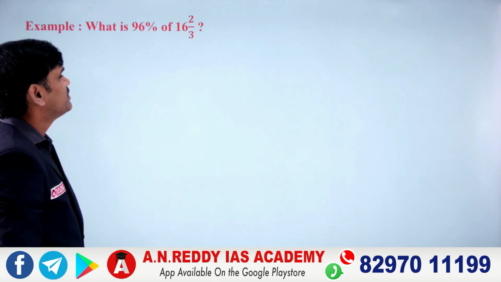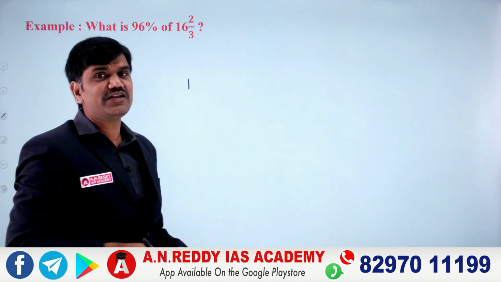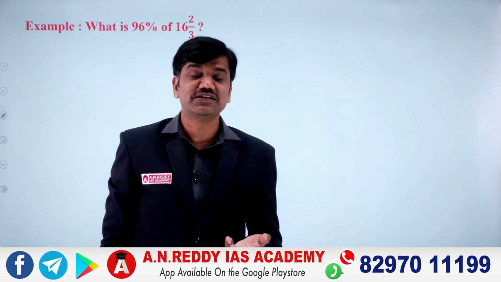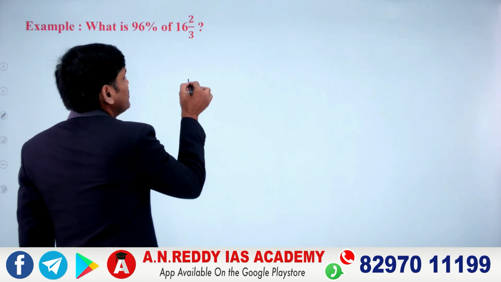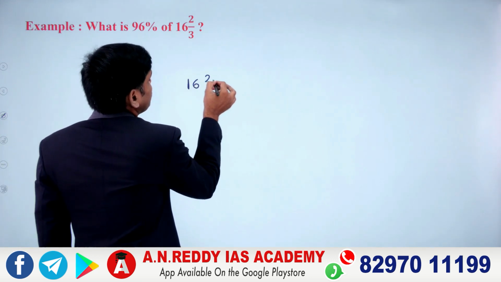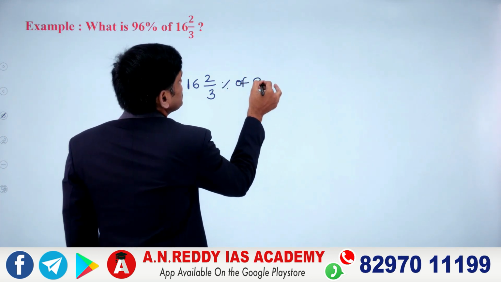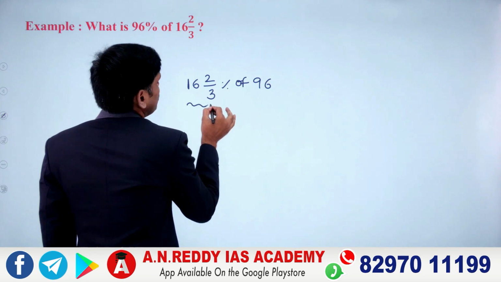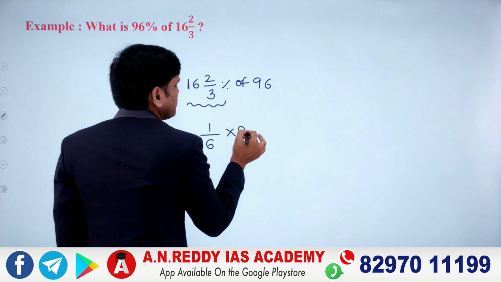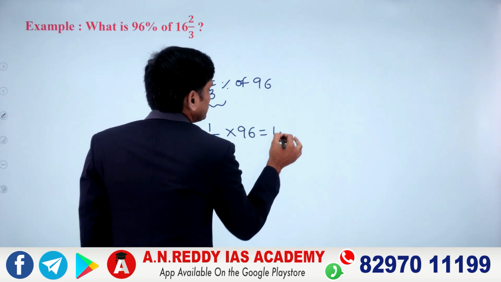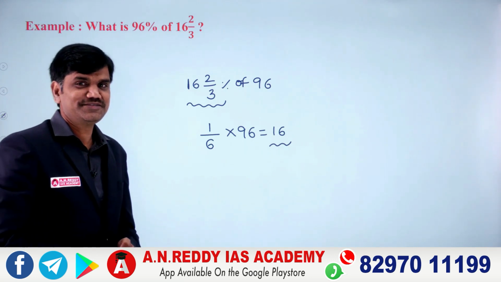Next, 96% of 16 2 by 3. So even though it is 96%, which you can write as 100% minus 4%, handling this 16 2 by 3 is difficult. That's why convert it. 16 2 by 3% of 96 is what will give you the answer quickly. We know 16 2 by 3% is nothing but 1 by 6th. So 1 by 6th of 96 will give you how much, dear? 16. Hence your answer is 16.